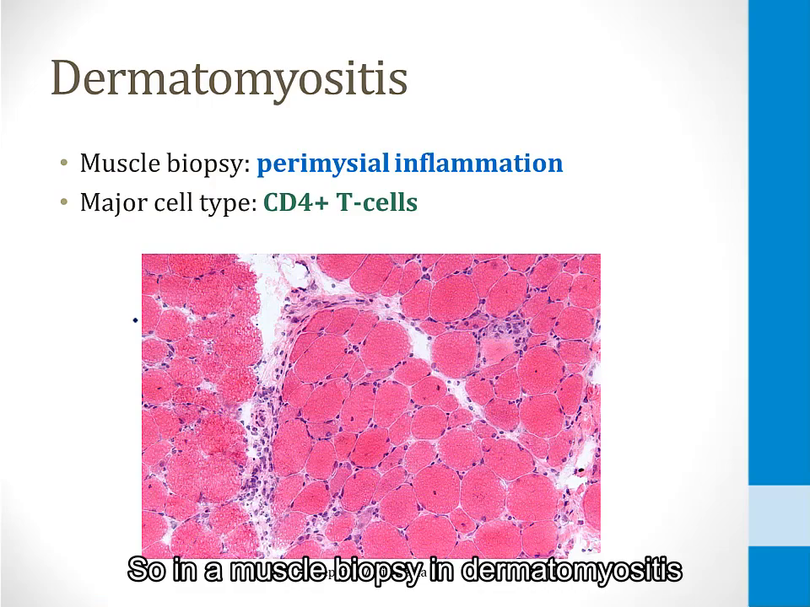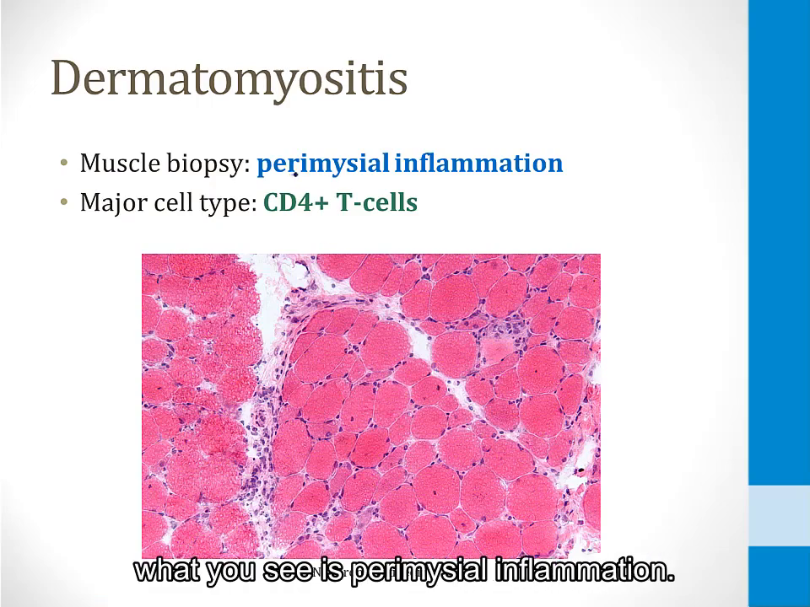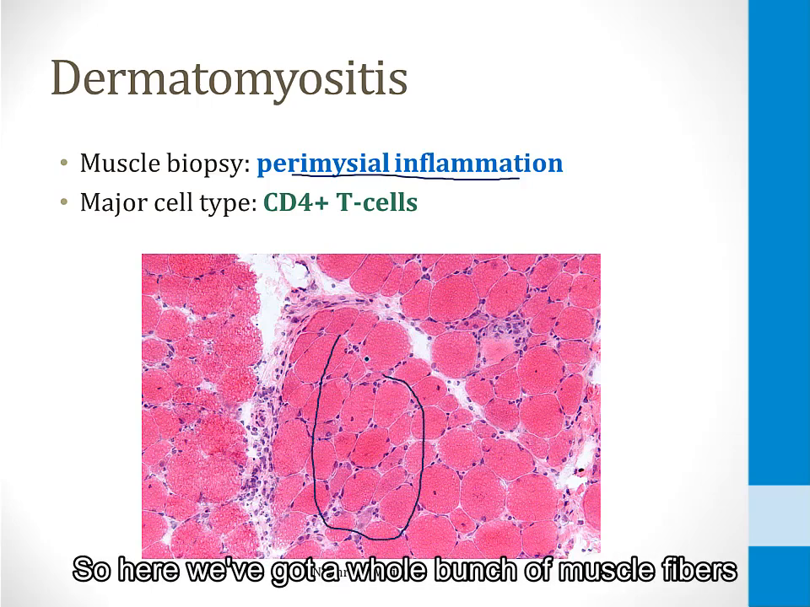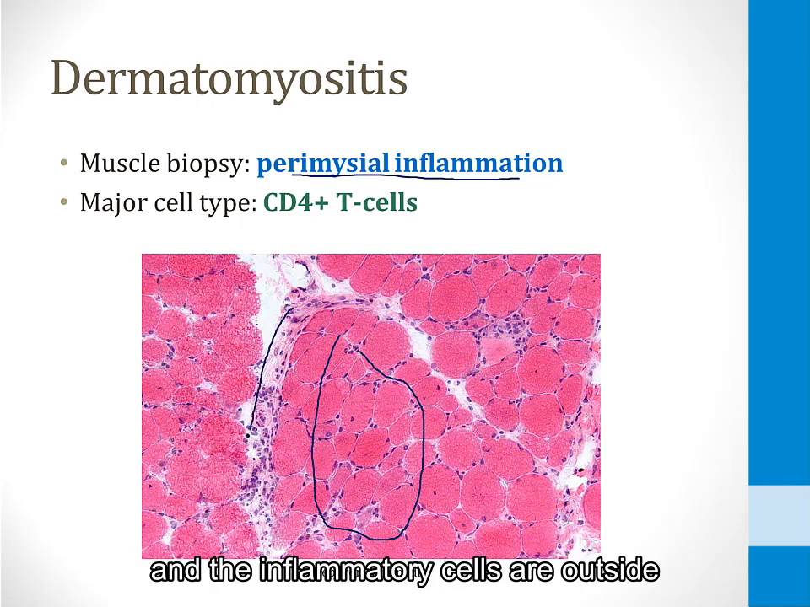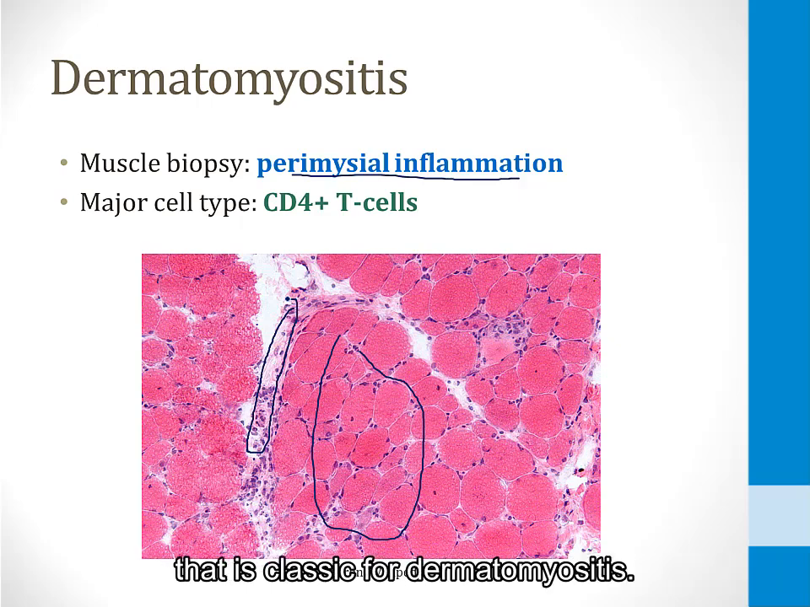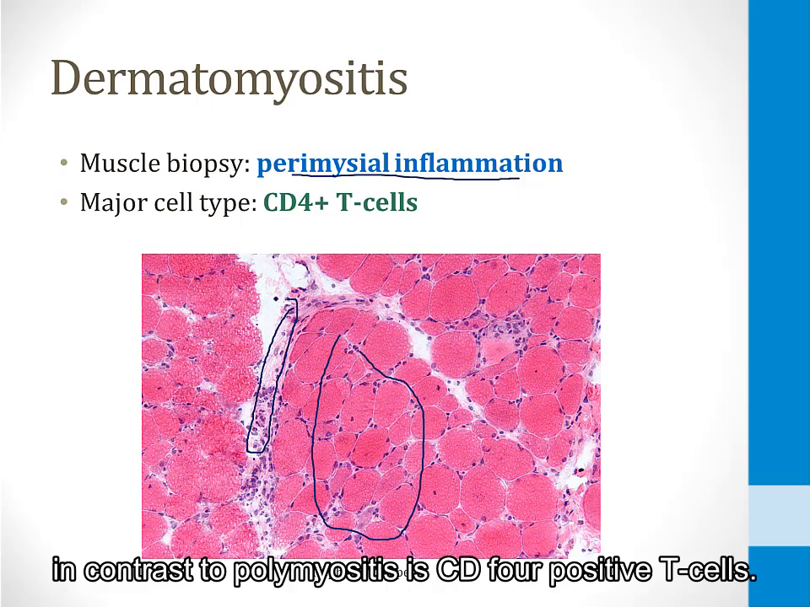So in a muscle biopsy in dermatomyositis, what you see is perimysial inflammation. This is shown on the screen here. So here we've got a whole bunch of muscle fibers, and the inflammatory cells are outside that bundle of muscle fibers, involving the perimysium. That is classic for dermatomyositis. And the characteristic cell type here, in contrast to polymyositis, is CD4 positive T cells.